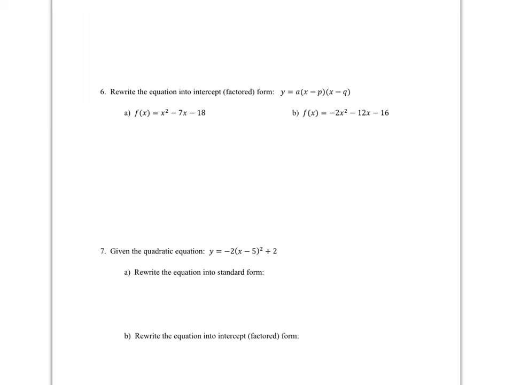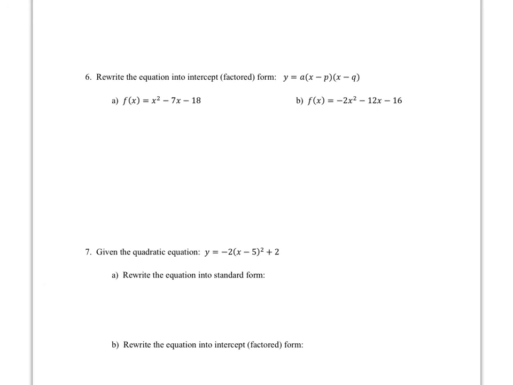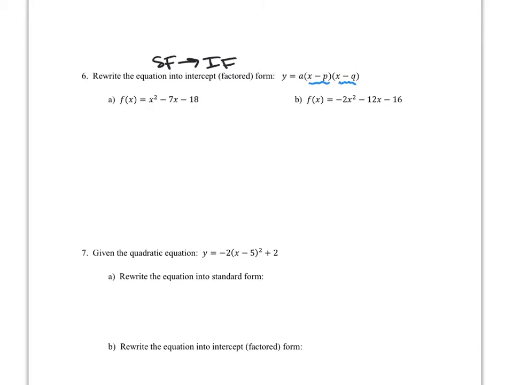All right, so we're taking a look at number 6 and we are to write this equation into intercept form. So what we actually have here is we are going from standard form to intercept form. What does this mean we have to do? If you take a look, do you see how you have a binomial times a binomial? What does that mean we need to do with this a and the b?